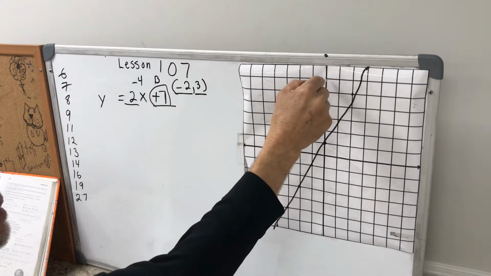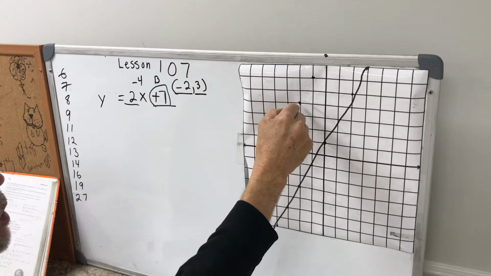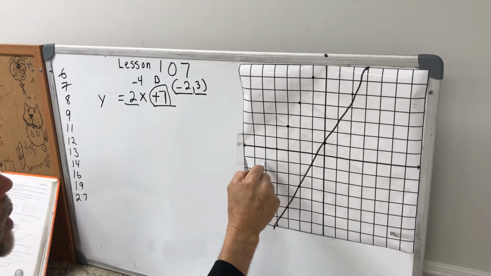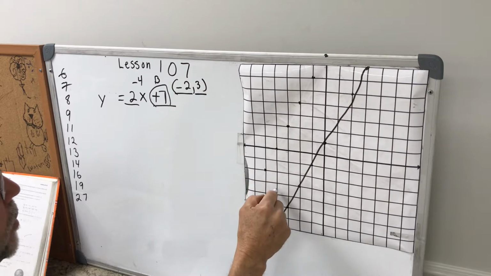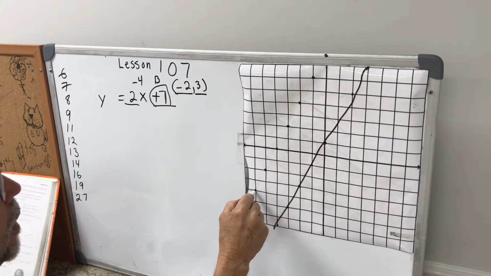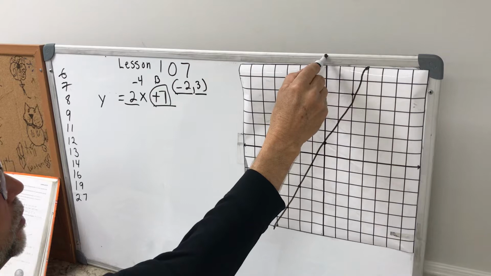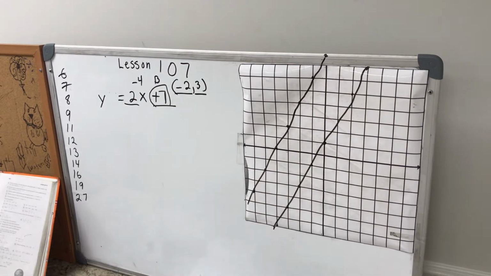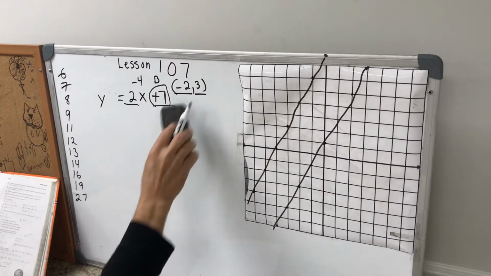So I go down 1, 2, and again. I'm sorry, I'm saying this backward: up 2, over 1. And here's my slope. It goes all the way across. Is that a parallel line? Supposedly it is. So that's what we're learning today.